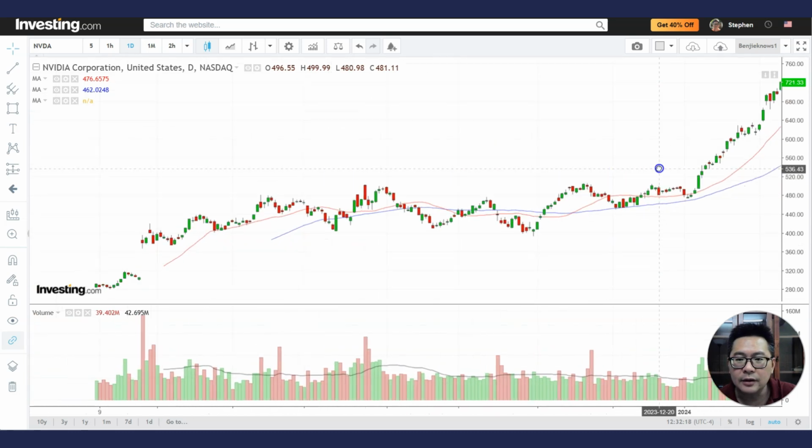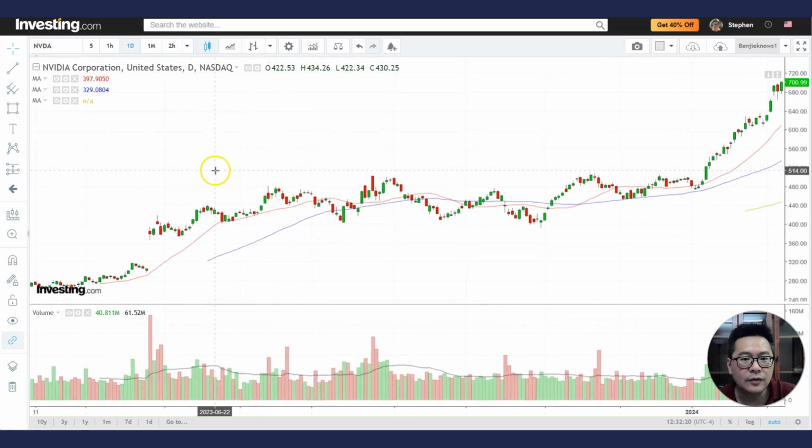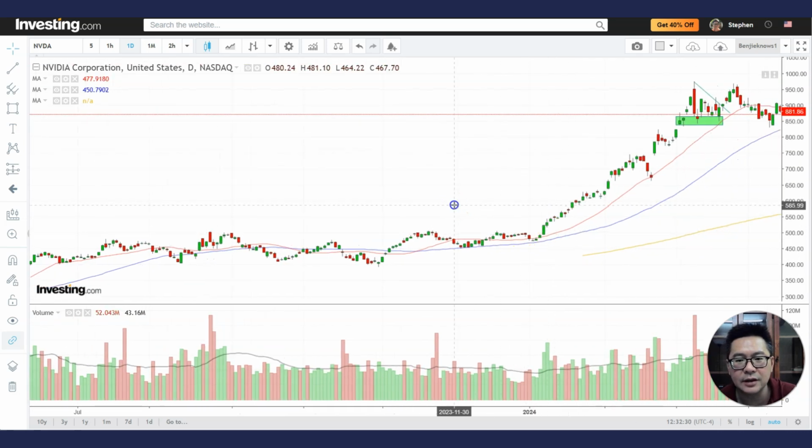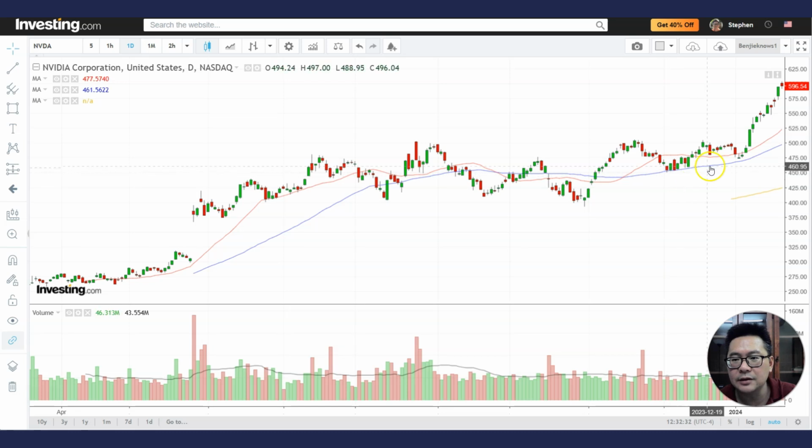So let's go back and look at it. What happened? Nvidia right here had a very long consolidation, and when there's a very long consolidation in the stock, usually when the breakout happens, it is superb. As you can see, if you recognize this pattern, it's an ascending triangle.